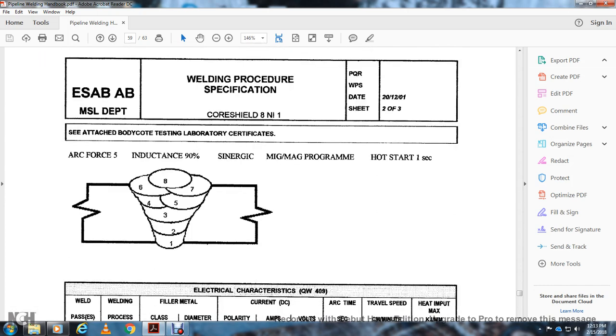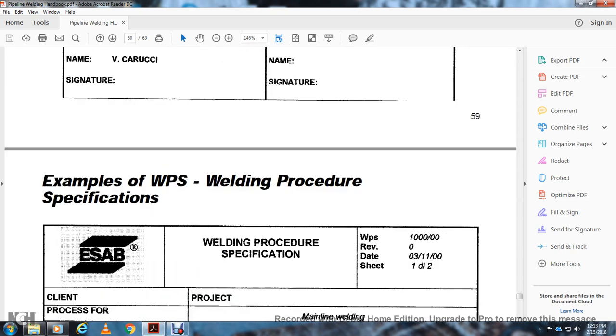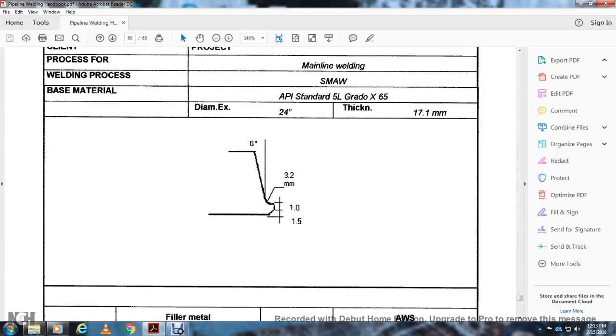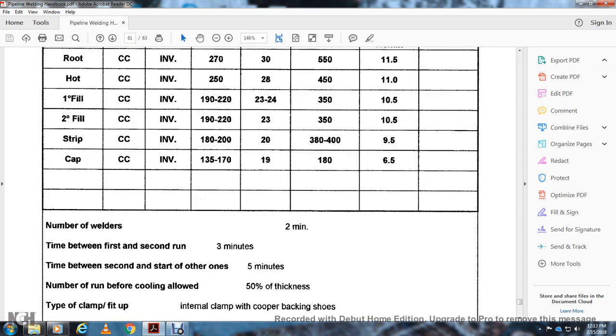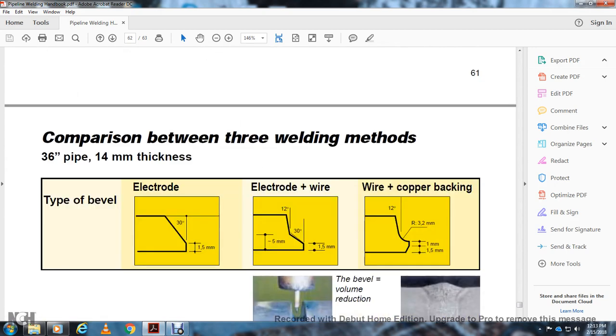This shows another weld with 1, 2, 3, 4, 5, 6, 7, 8 passes. More welding procedures, and then the welding procedure specification parameters.